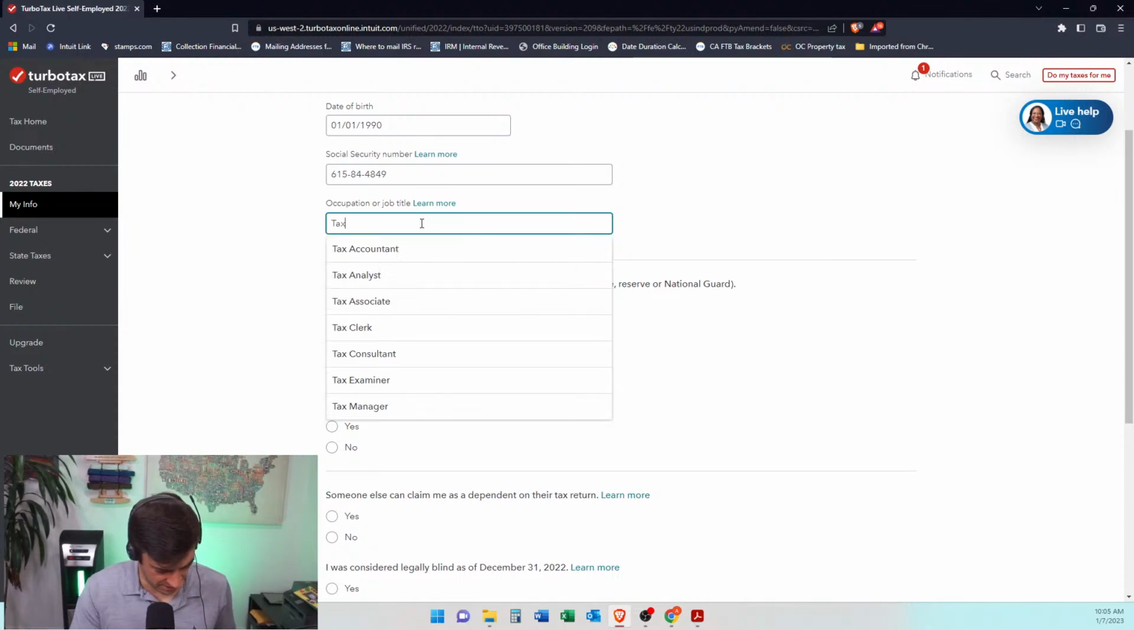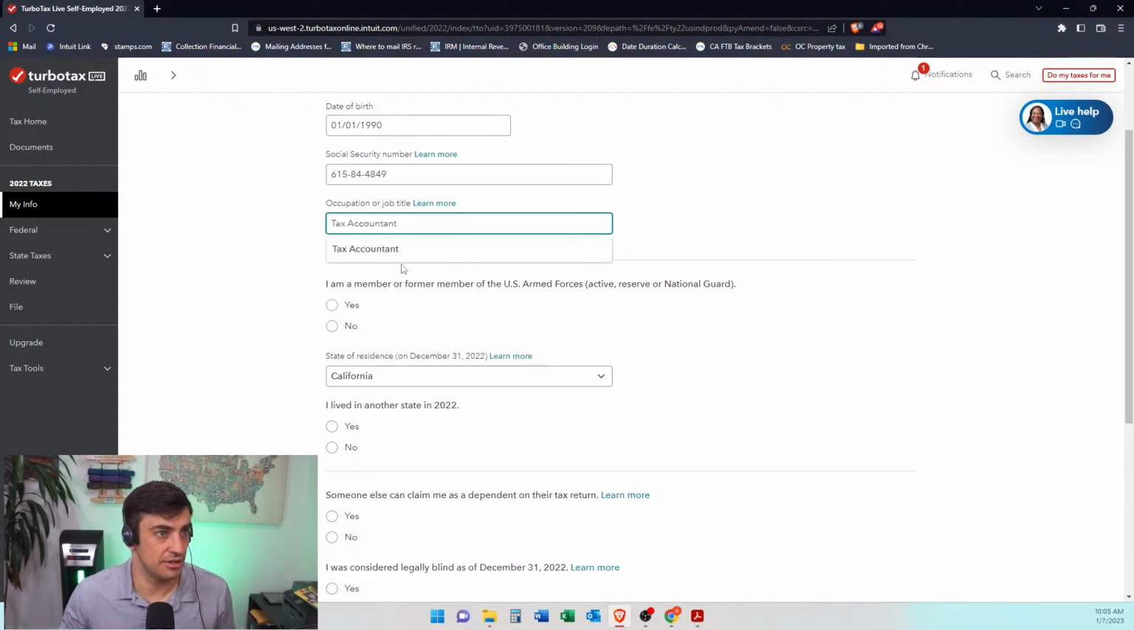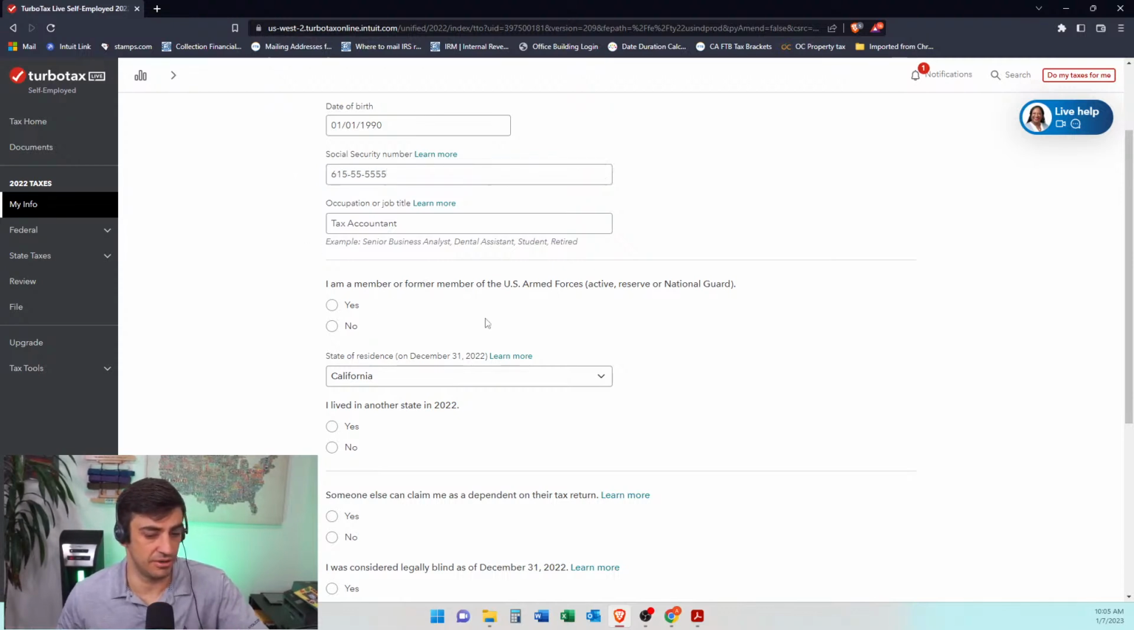Occupation. I'm going to say tax accountant. You know what? Just so maybe that's someone else's. There we go. That's probably not somebody's. Okay, deal. I'm a member or former member of the United States Armed Forces? Nope, I am not. There is essentially an additional deduction that you can take if you check that box. Okay. State of residence is California.